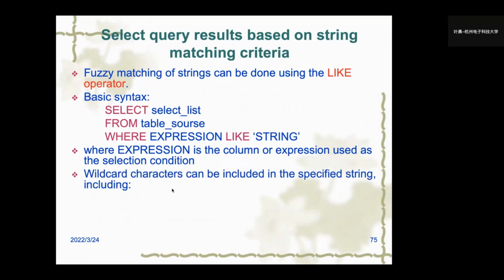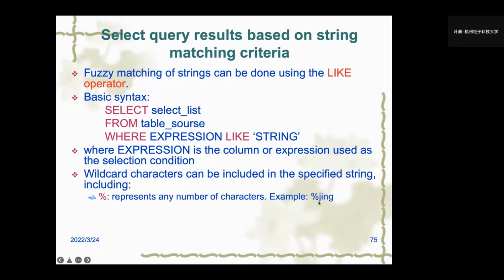And wildcard characters can be included in the specific string, including here the percent sign, which represents any number of characters. For example, we can use these characters and write Jing. So it means we want to search.